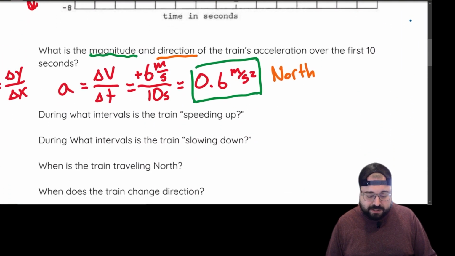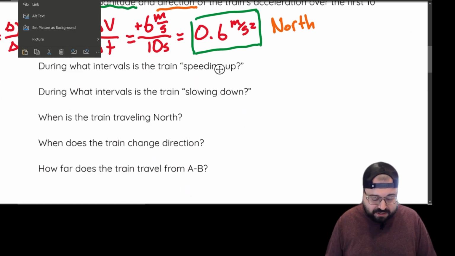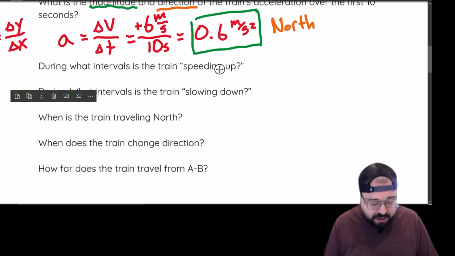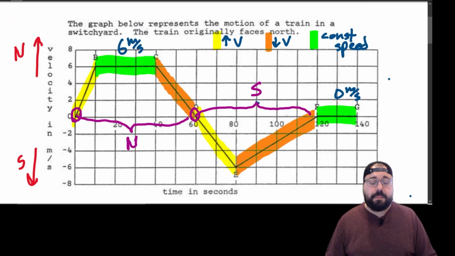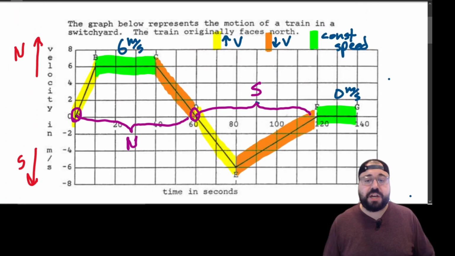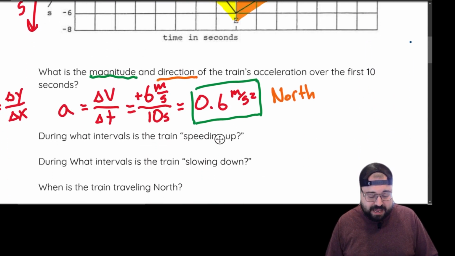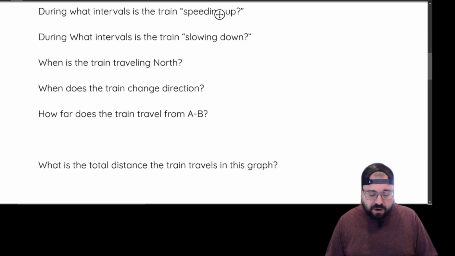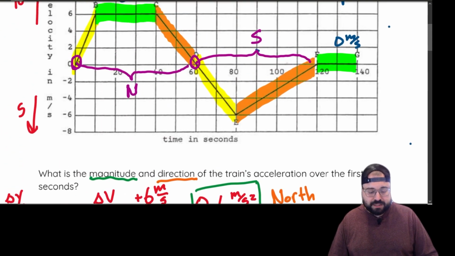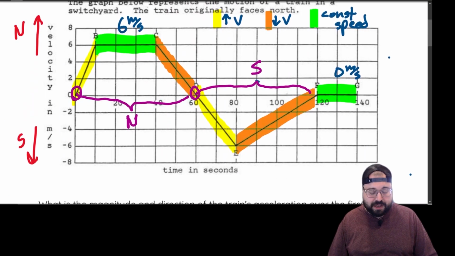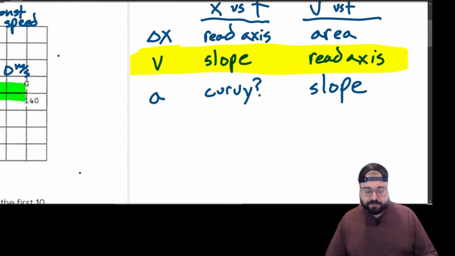Okay, so now let's look at the next question. When does the train change directions? The train certainly changes directions here at point D. So the train changes direction directly at that moment in time, point D. And then how far does the train travel from A to B? So this is where it gets weird. This is where this worksheet becomes very interesting.